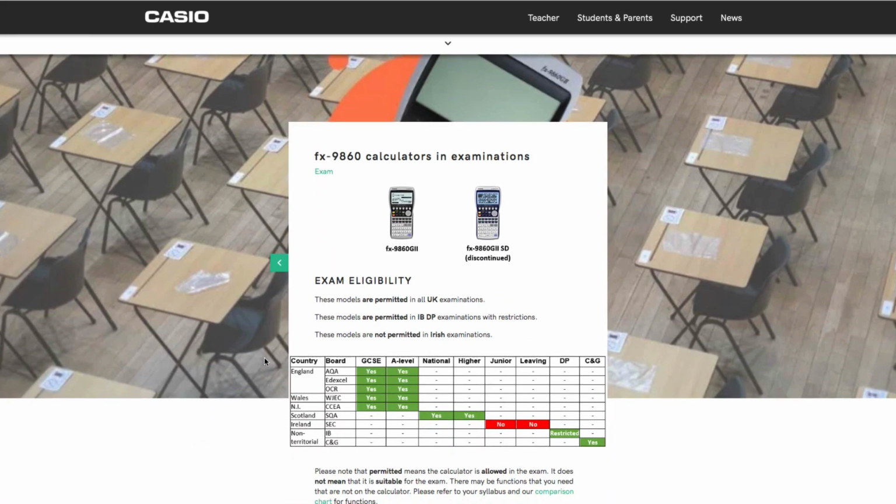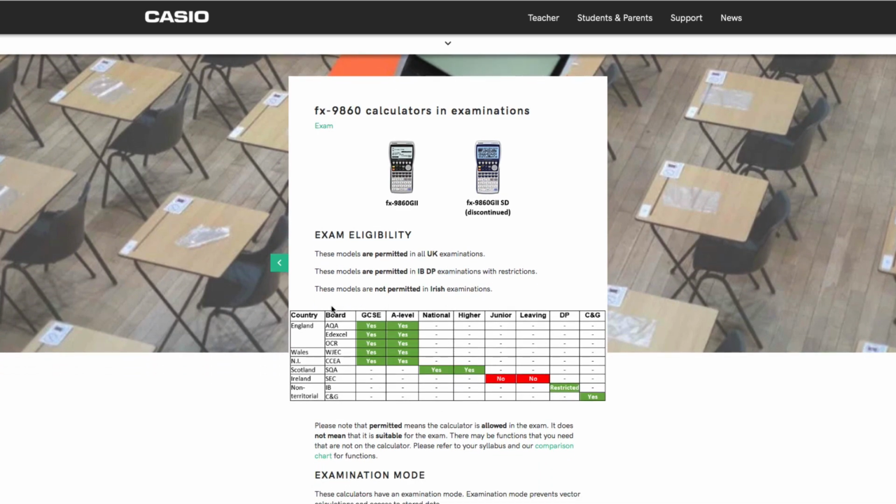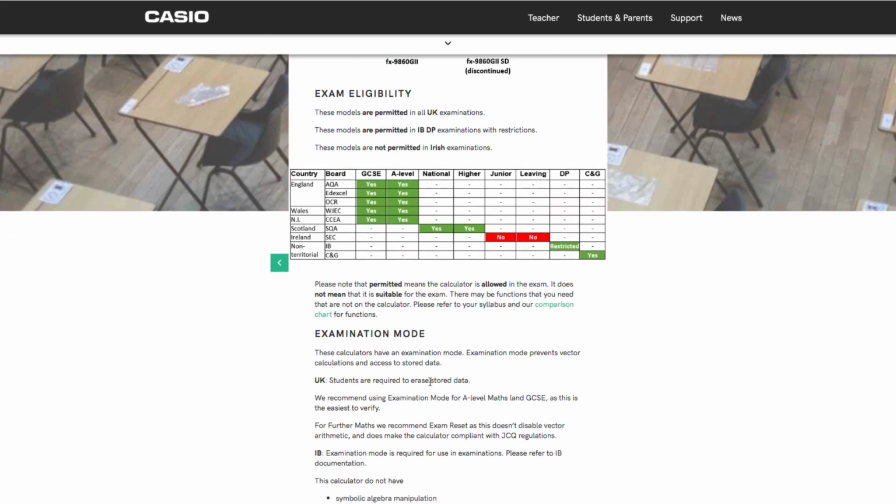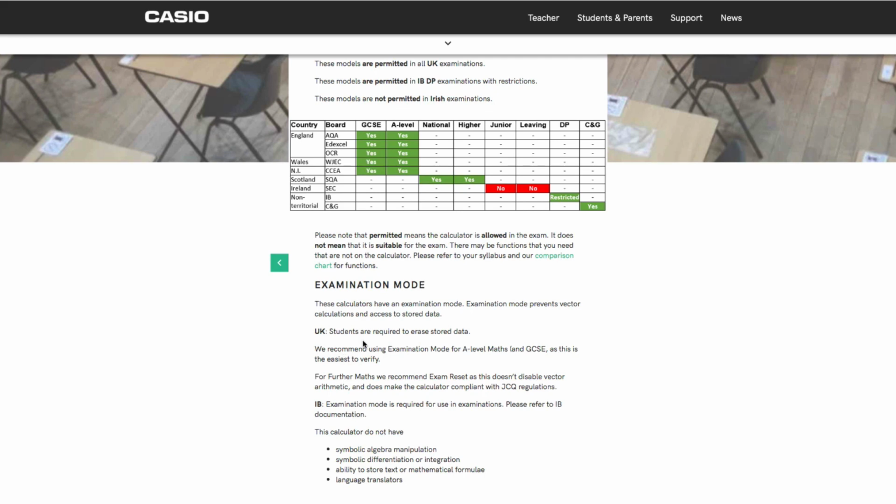So we've got the two models here. And once again, this is allowed in most of the qualifications, certainly all of them in the UK, not the Irish examinations. And once again, it's in exam mode for the IB qualification on there. So again, similar recommendations here. Clear out, make sure that you've cleared out your data before you go into the exam. Make sure there's nothing stored in there or put it into exam mode prior to that.